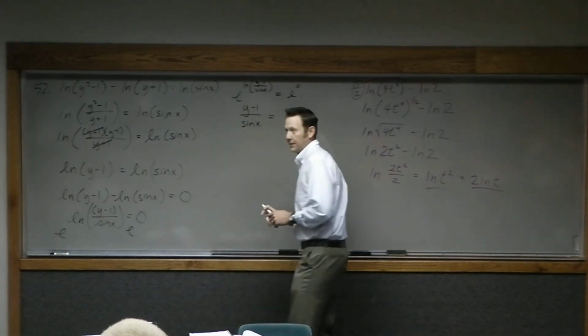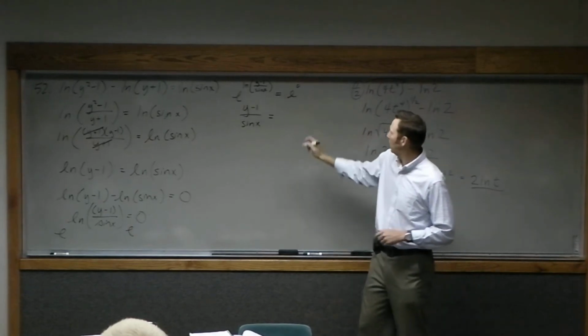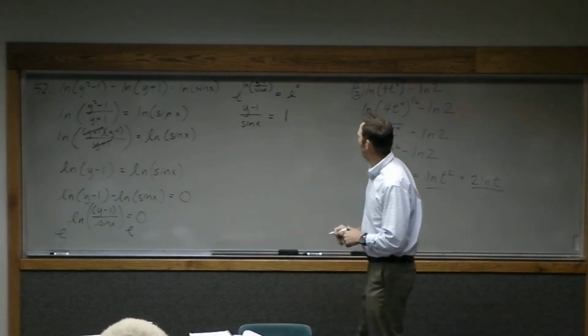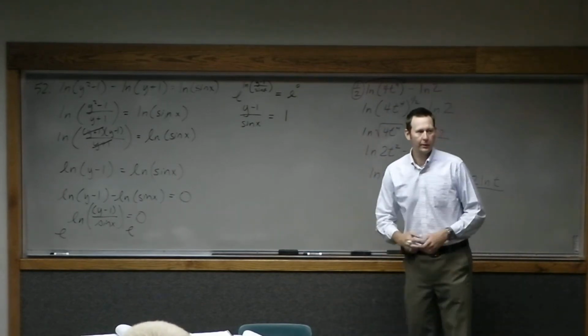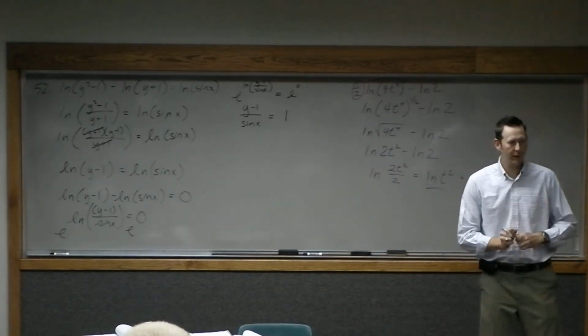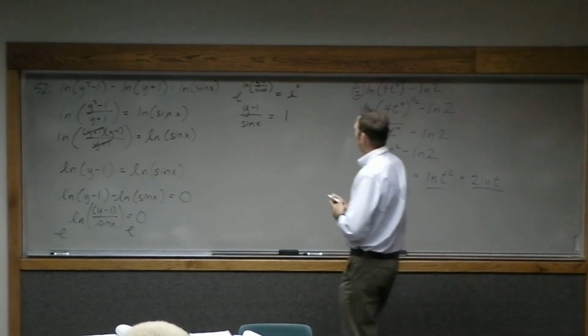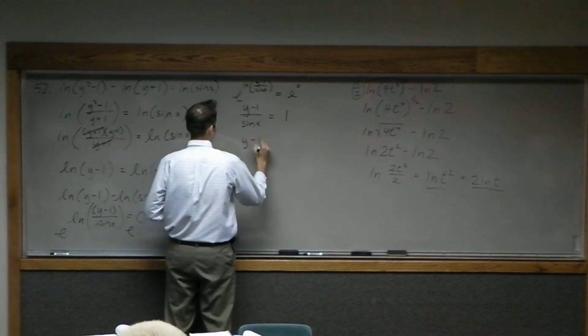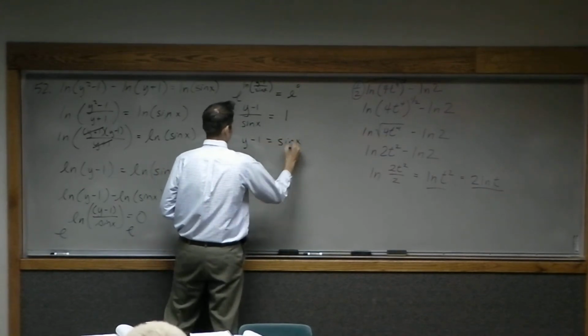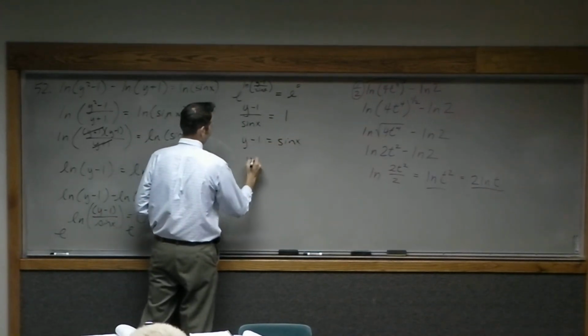And what's e to the 0 power? Anything to the 0 power is 1. Okay? Now we have a function that we can work with. Okay, we're going to multiply the sine x to the other side. And then we're going to add the 1.